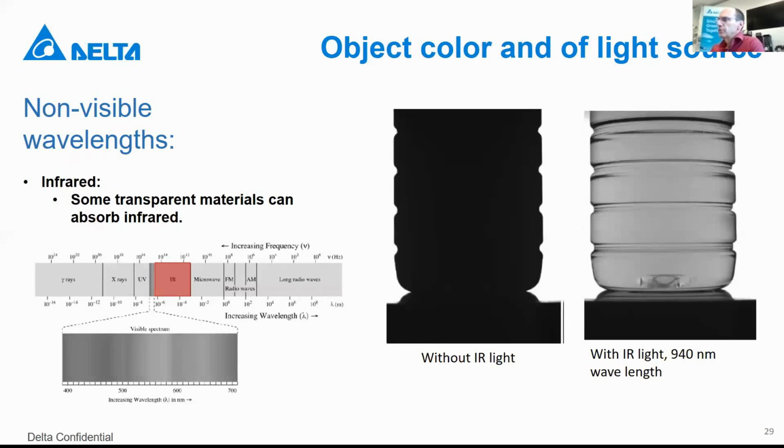If you have, for example, a transparent bottle and you use normal light, visible light, you see only black. But when you use infrared light, you can see through the bottle, more or less. You see it as this, and you can also detect what you want on the bottle itself, and not only the outside of the bottle. But it's always depending on what you want to detect, of course.